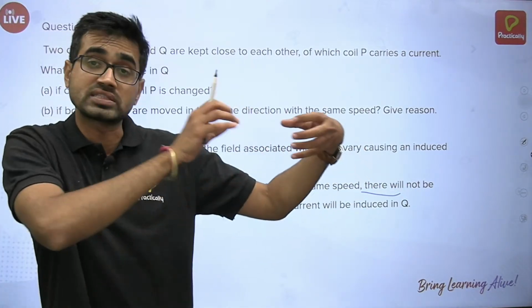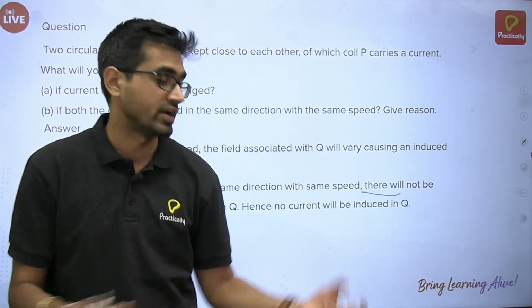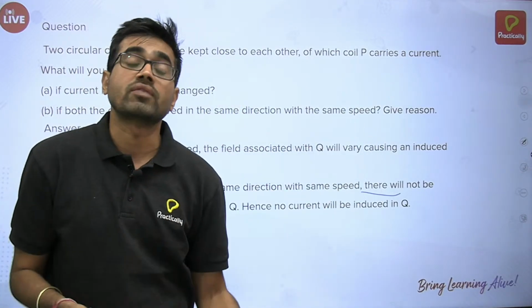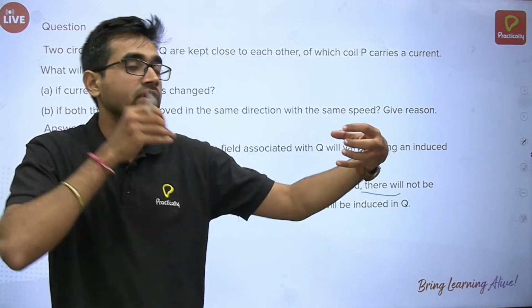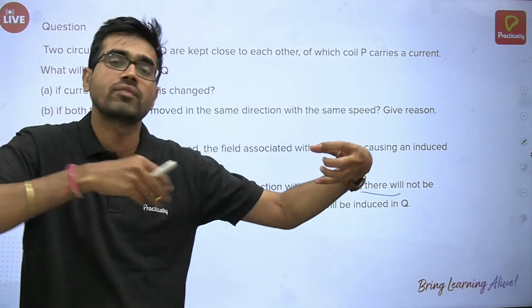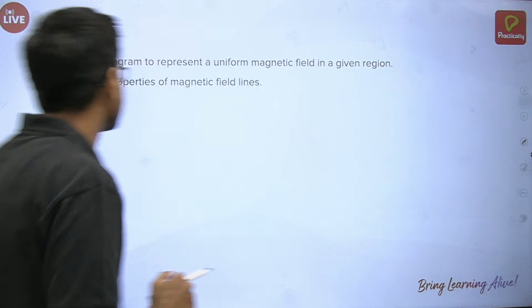What if they are moving with the same speed but in different directions? Also the velocity is different. Then again the flux will change because the distance is going to increase, and hence the number of field lines passing through the second coil changes, and therefore you will notice an induced current. Super, let's move to the next one.